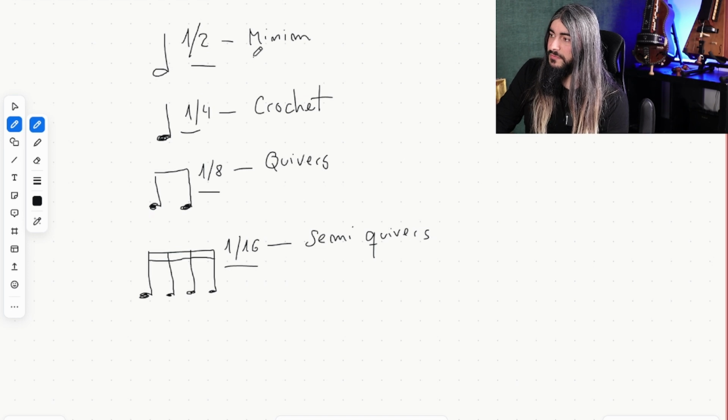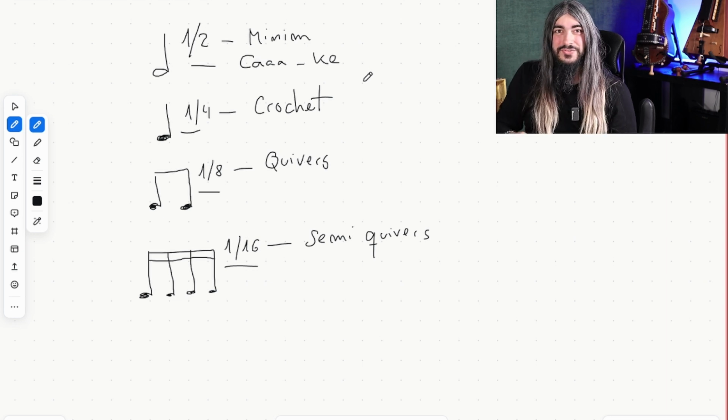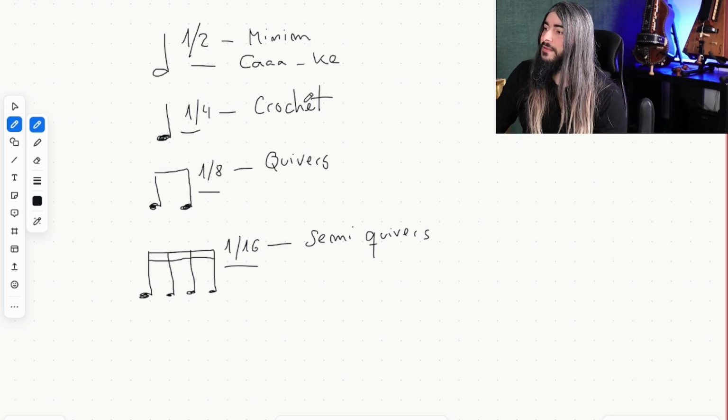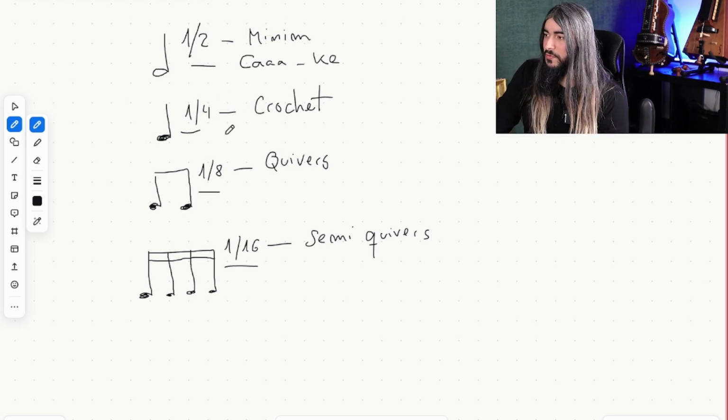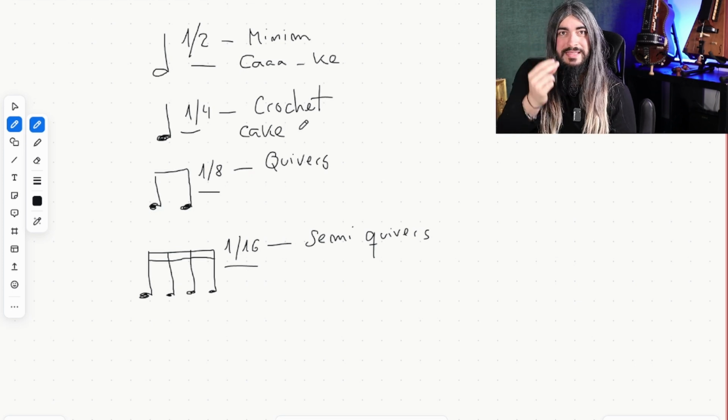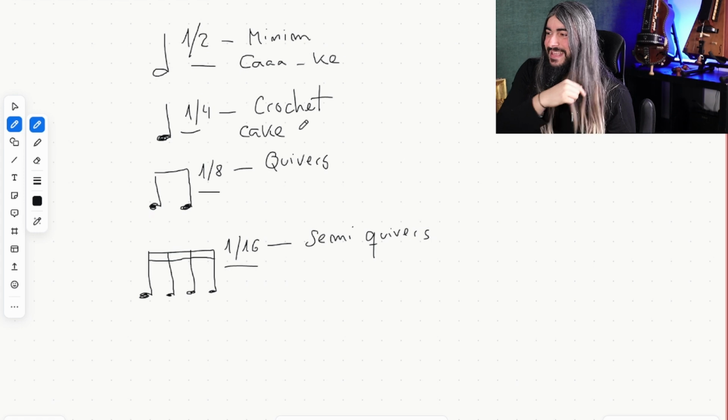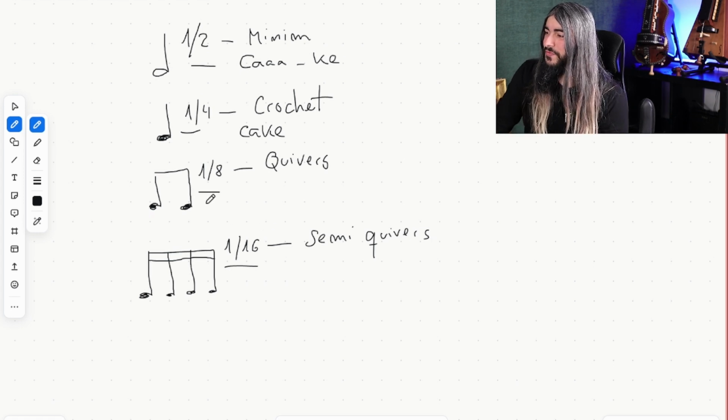So this one will be called cake, very long cake, which will happen over 2 beats. Cake, okay? The crotchet or quarter note will be a single cake. Just cake in 1 beat. Cake, cake, cake. And let's go for the rest.